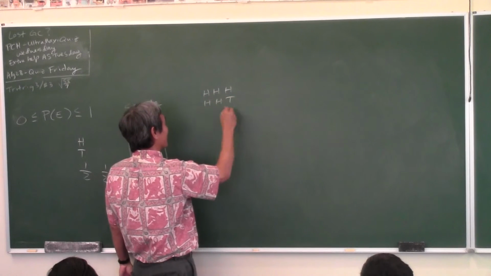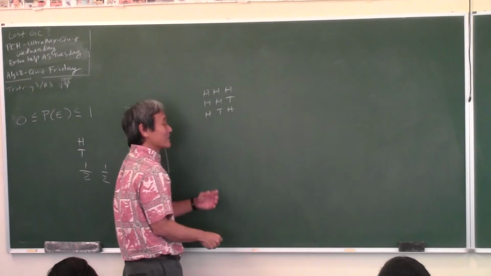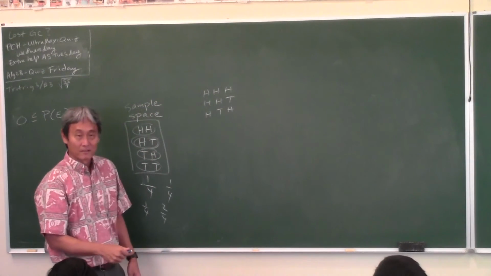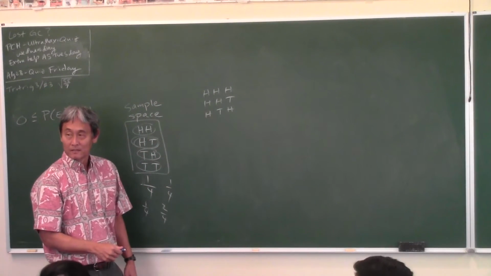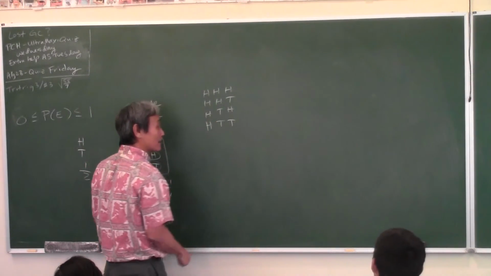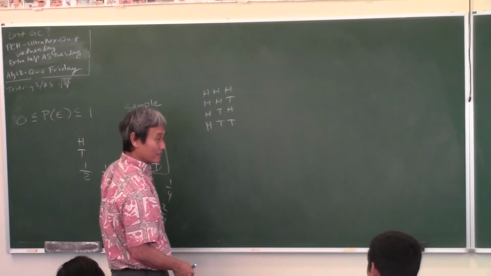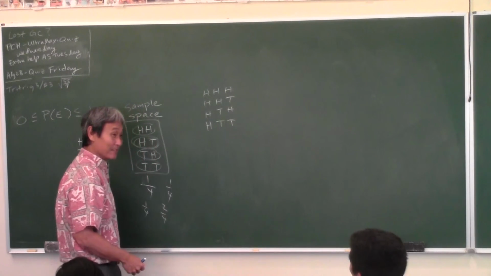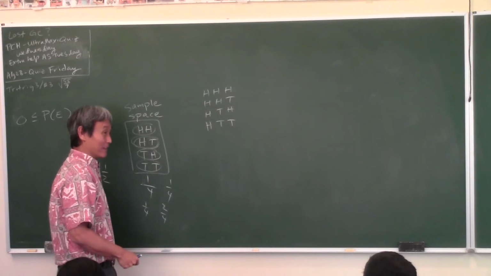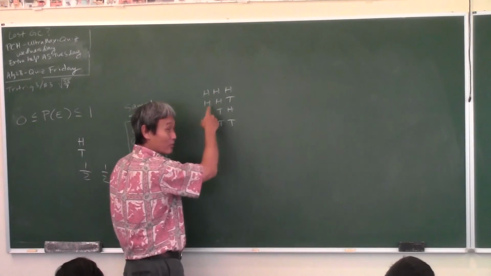Head, head, head, head, head, tail, head, tail, head. No, alphabetical order. You guys know what alphabetical order means. Head, tail. What's gonna happen if you get a job and you have to file stuff? I'm gonna hire somebody to do it for me. Okay, there. I did all the ones that start with H.